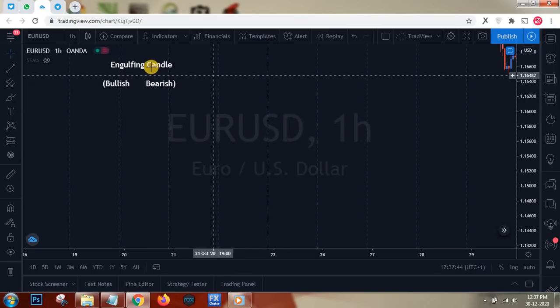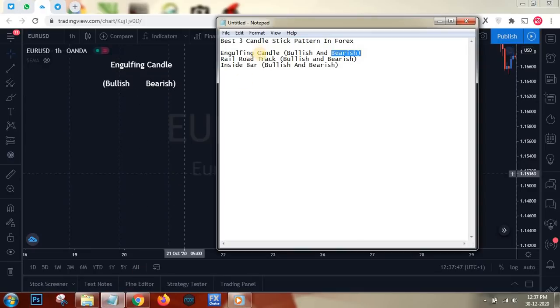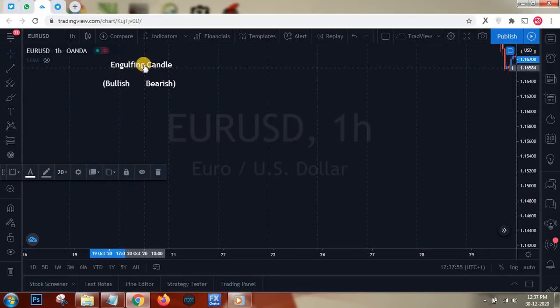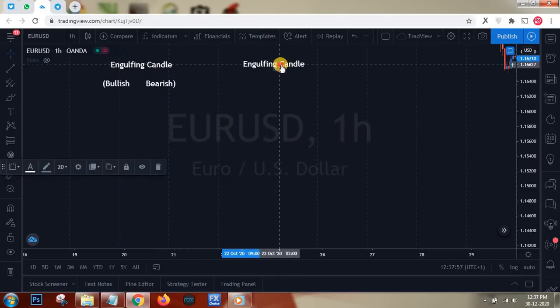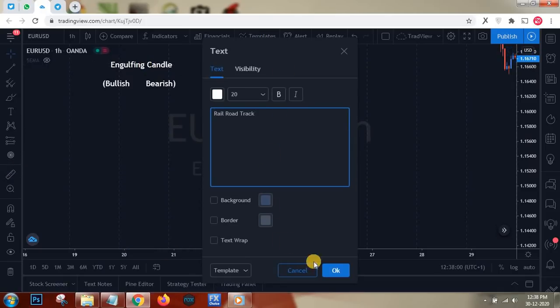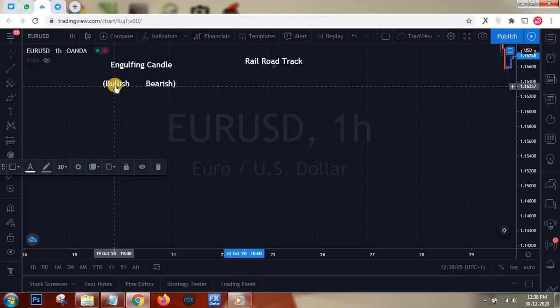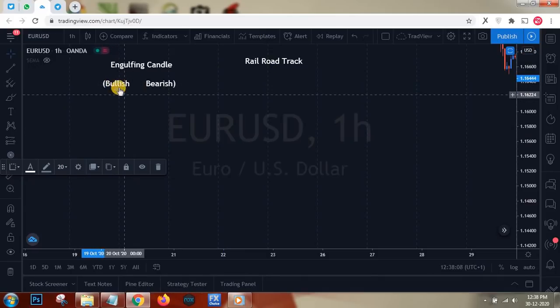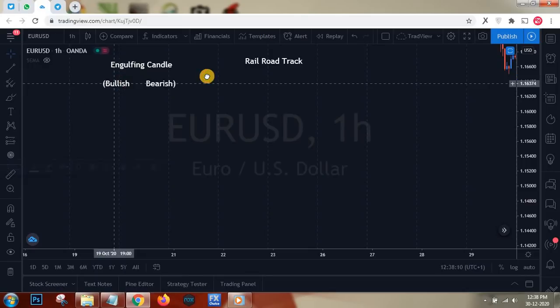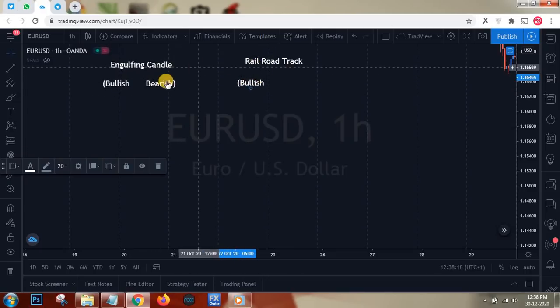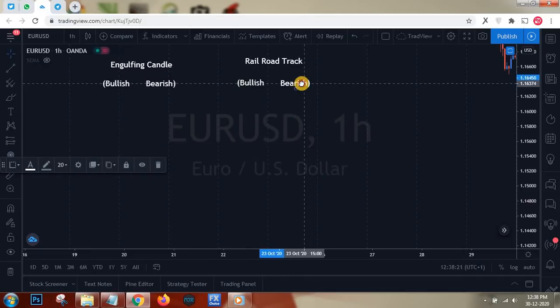Now, the next one which I'm going to be talking about is the railroad track. If there is any point you don't really understand what I'm saying, comment on this video, then I'll be able to explain that in detail. Like the engulfing candlestick pattern, we still have the bullish railroad track and the bearish railroad track.